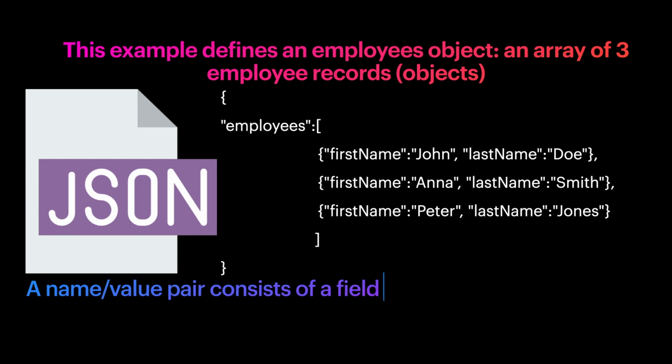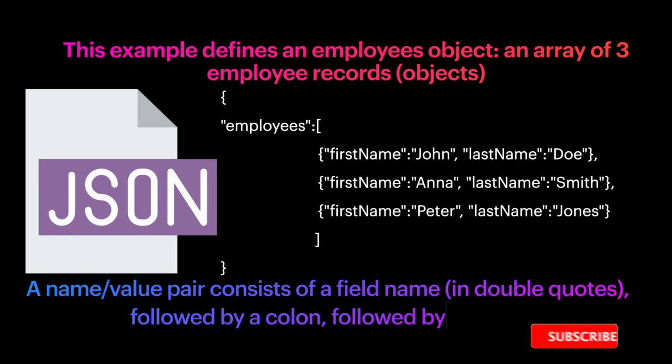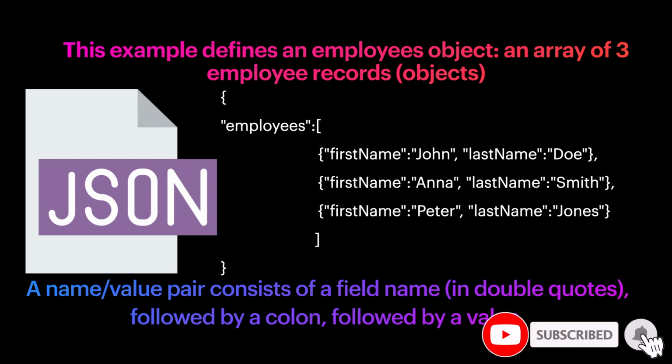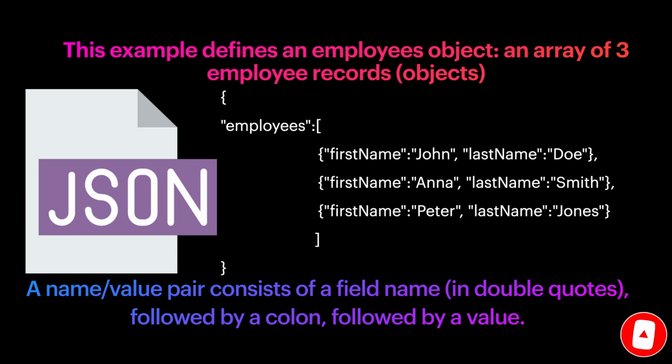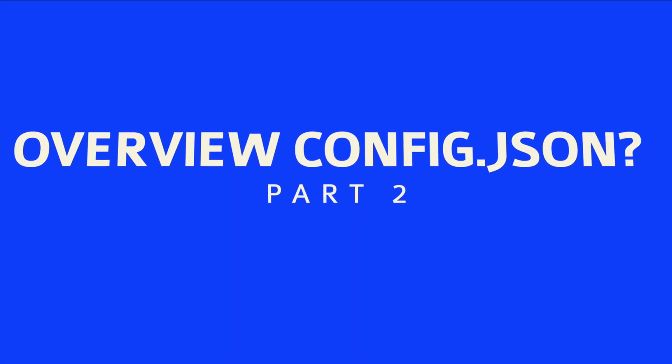So when you look at it, a name value pair consists of a field name in double quotes, followed by a colon, and by a value also in double quotes. So very simple understanding of JSON, right? JavaScript Object Notation, and that's the best you should know about it. No more, and no less as well.